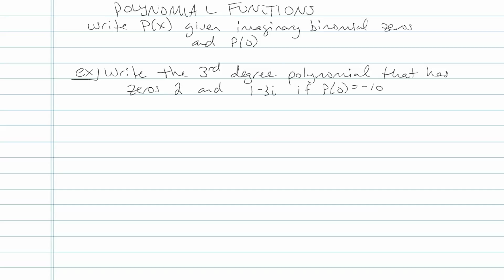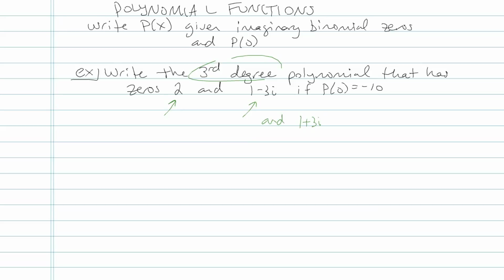First thing, degree 3 means that I should have x to the third as my highest degree term. It also means I should have 3 zeros, but they only gave me 2 of them. They gave me 2 and 1 minus 3i, but I also know from the complex conjugate theorem that if 1 minus 3i is a root, then 1 plus 3i would be one as well.